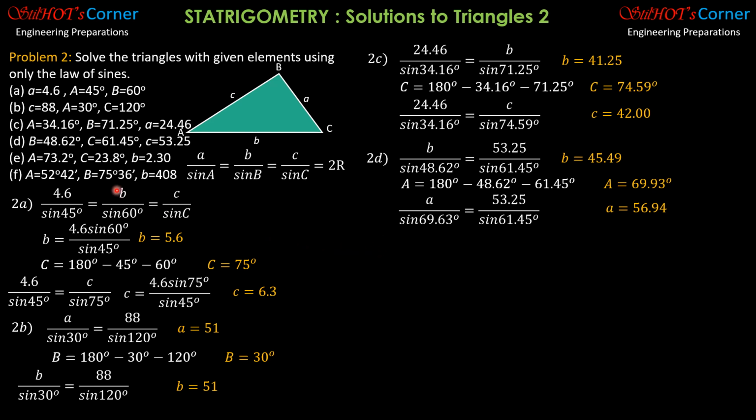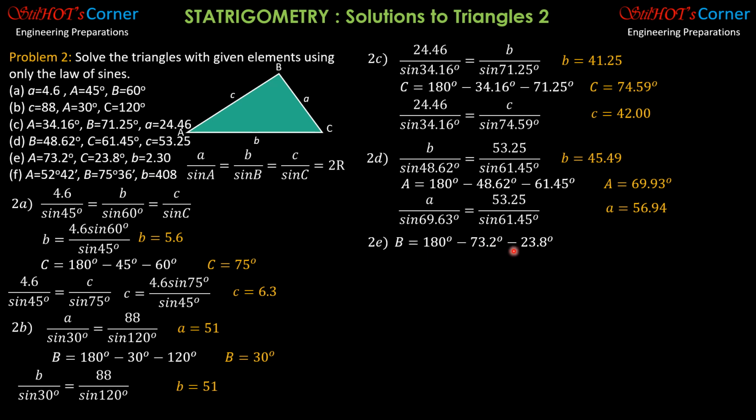Then part E, to three significant figures. We have angle A, angle C, and side B given, so we cannot apply sine law directly. We still have to solve for angle B. So angle B is 180 degrees minus 73.2 degrees minus 23.8 degrees.